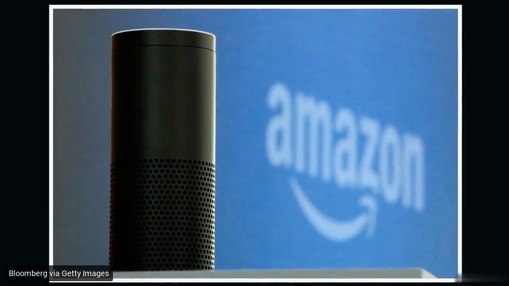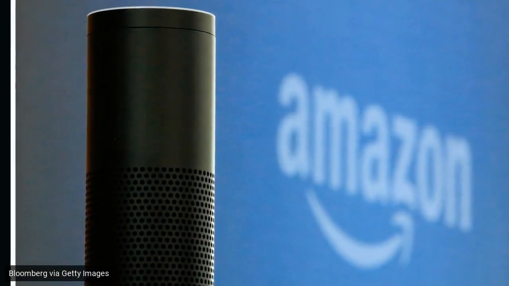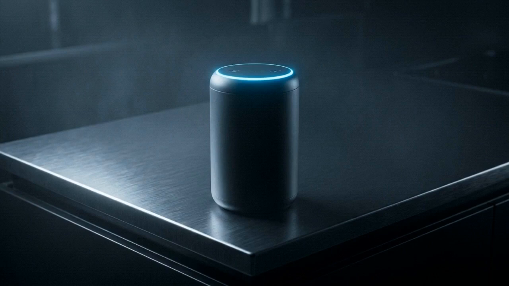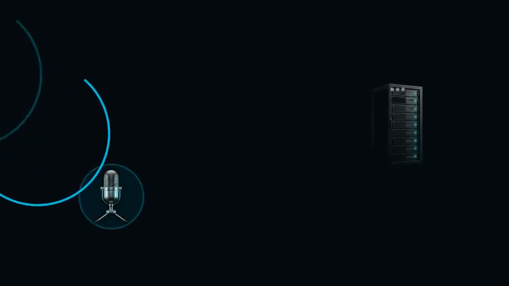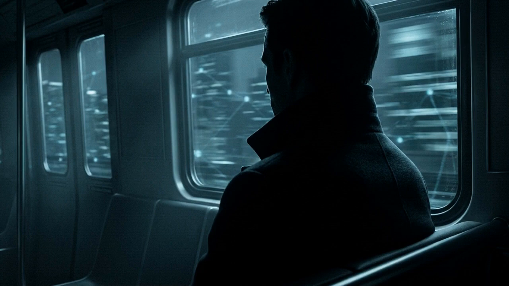At 7:30 a.m., you might ask your smart speaker for the weather forecast before you head out for work. These assistants are built to listen for wake words. However, accidental activations can occur, causing the device to record snippets of private conversation and send them to a cloud server without your knowledge. By 8 a.m., you're on your commute.